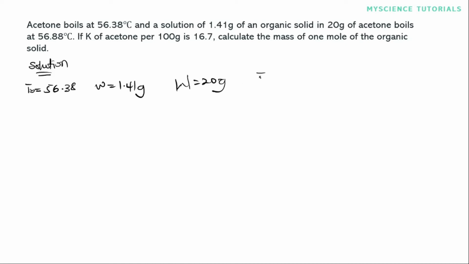So it means our T is 56.88 degrees Celsius. Now if K of acetone per 100 gram is 16.7, so it means our Kb is 16.7. We have to calculate the mass of 1 mole of the organic solid. Alright, so let's go ahead and look at that.